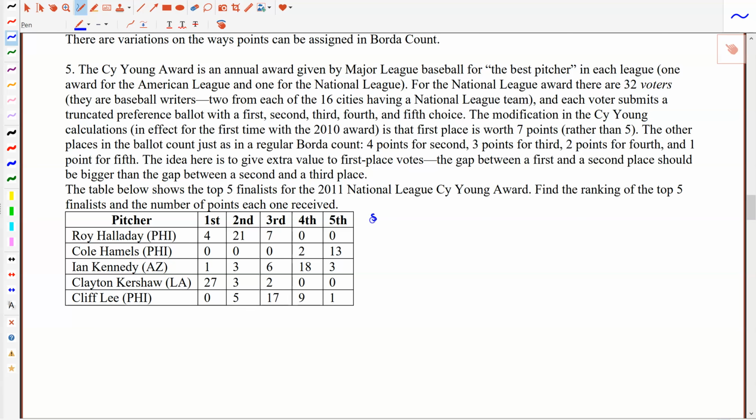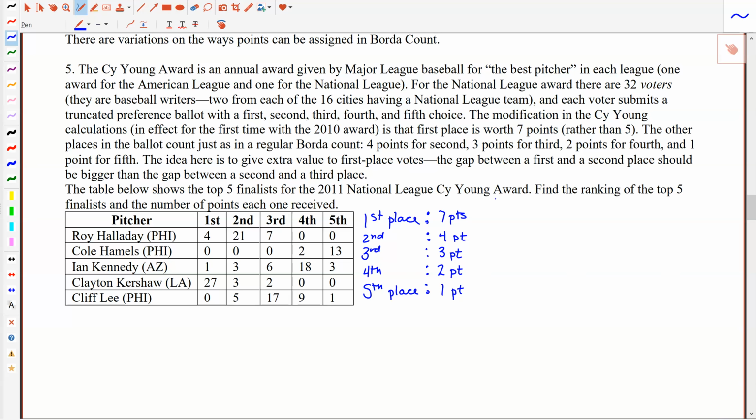Now let's remind ourselves about how we're going to be assigning our points. Okay, so we have first place, second, third, fourth, and fifth place. Alright, so normally in Borda count then, the last place is assigned the least number of points, so 1 point, and then you count up from there. Okay, so then fourth place would be 2 points, third place would be 3 points, second place would be 4 points, but first place in this case, as opposed to being the typical 5 points, they're going to adjust it to 7 points.